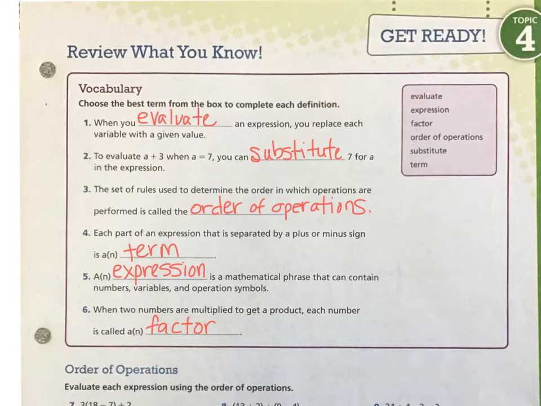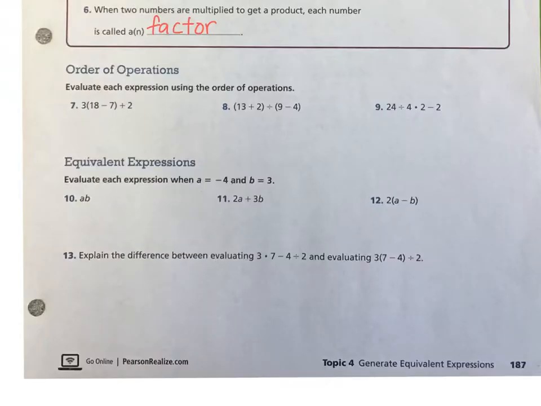Okay, go ahead and check your answers to the vocabulary. Again, make any corrections as needed before you go on to the bottom half of the page. For questions 7 through 13, it's important that we review the order of operations.